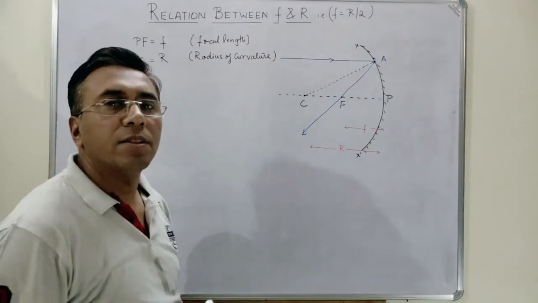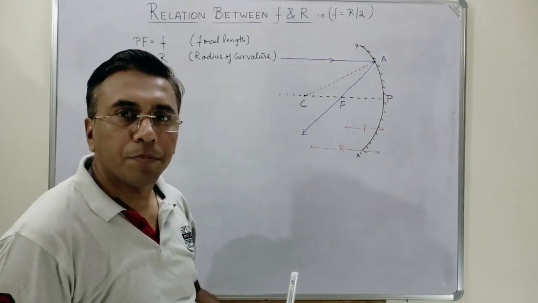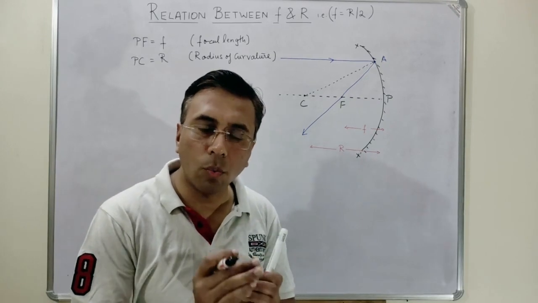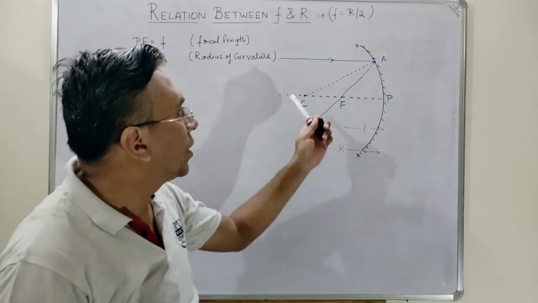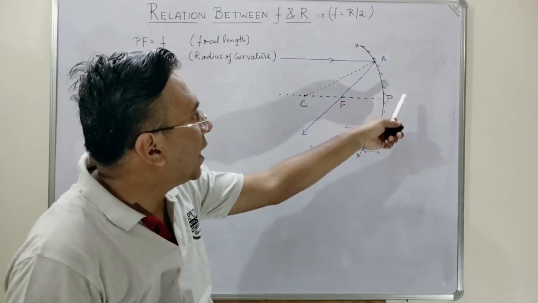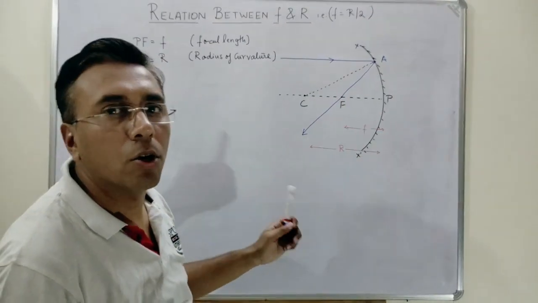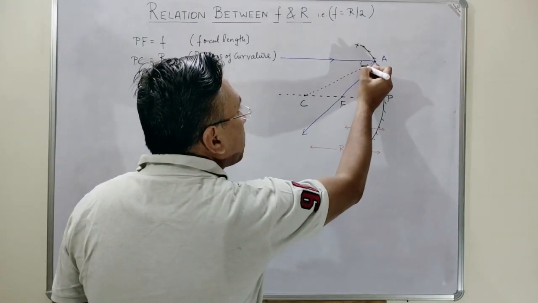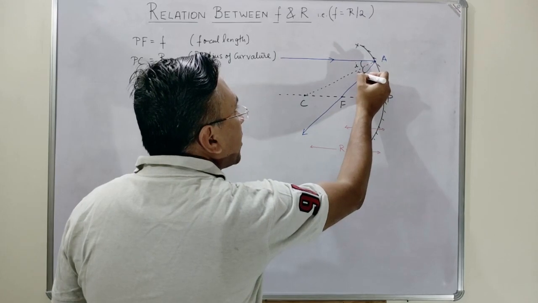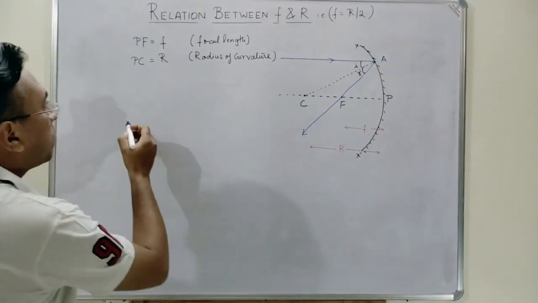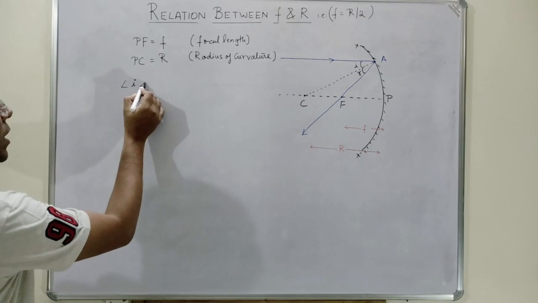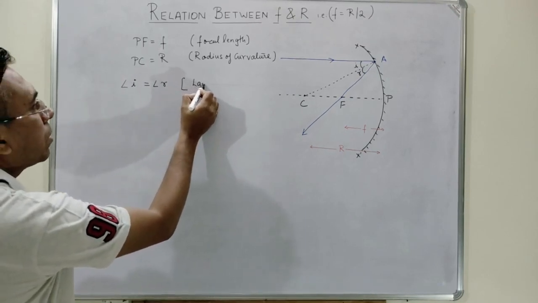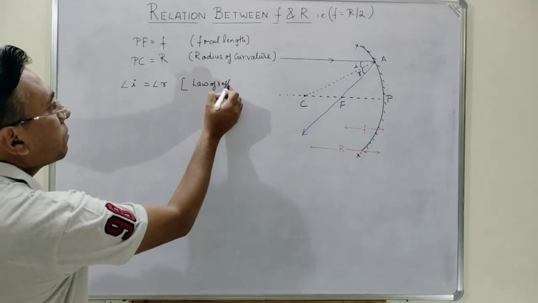the CA will act as a normal to this concave mirror, because for any spherical surface, the radius of that surface is always normal to its surface. So over here, the CA is acting as a radius for this spherical concave mirror. Fine. Now, this is angle of incidence I, this is angle of reflection R. So obviously, from the law of reflection, I can write I equals R. This we have got from the law of reflection.